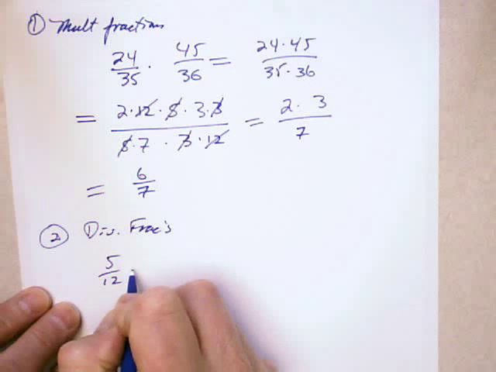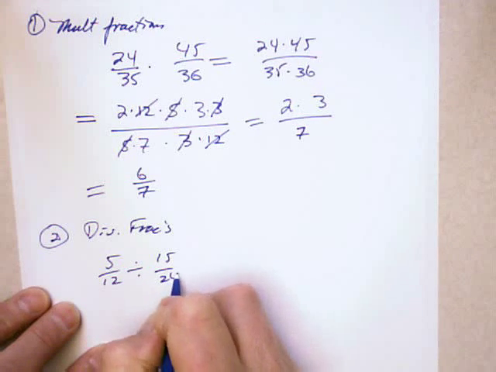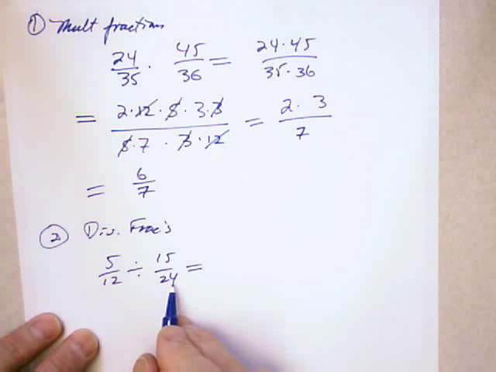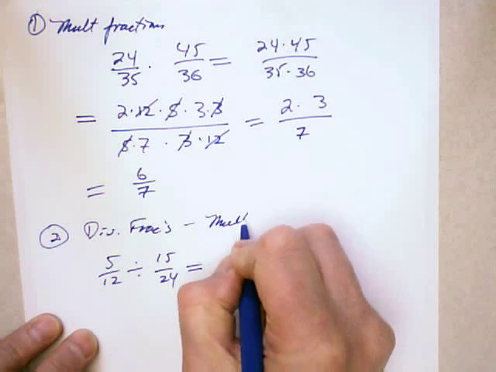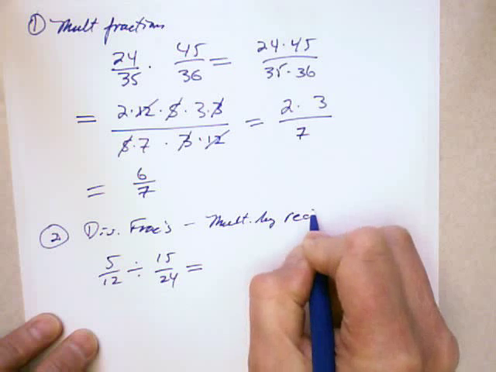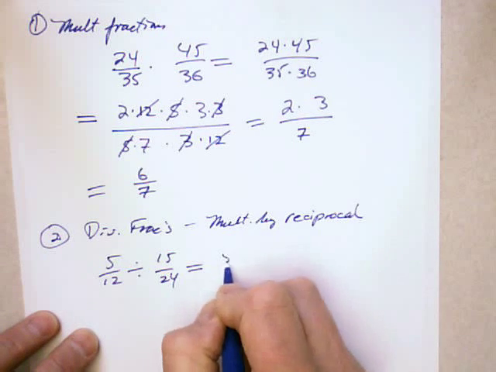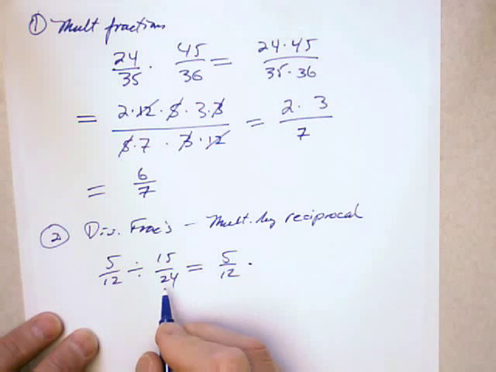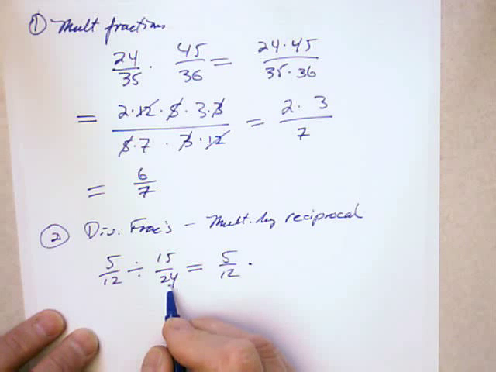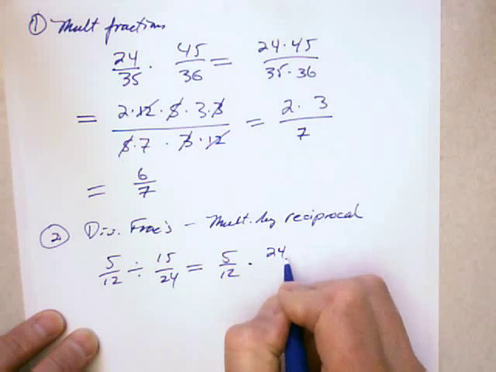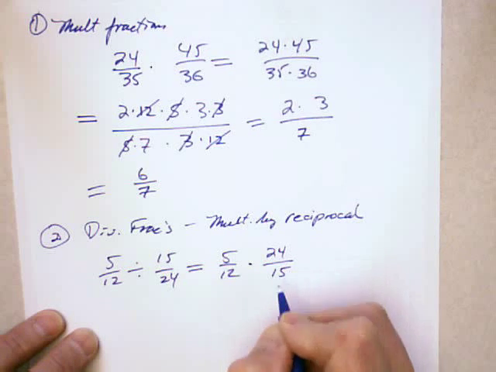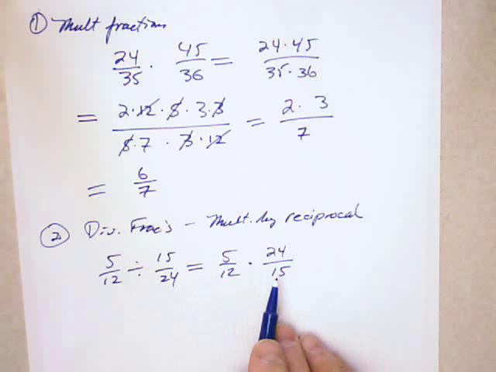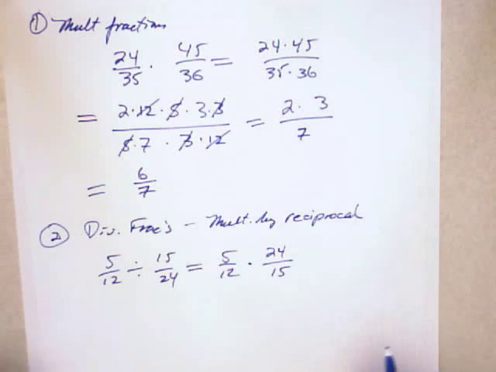Let's say we have 5/12 divided by 15 over 24. Well, it turns out the way we divide fractions is to multiply by the reciprocal. Let me write that right up top. Multiply by the reciprocal. Let's see what that means. 5/12, and now I'm going to multiply instead of divide. And the reciprocal simply takes the fraction, 15 over 24, and flips it over. So instead of 15 over 24, I'm going to write 24 over 15. Basically, when we divide fractions, we turn the division into a multiplication of fractions and proceed as usual.